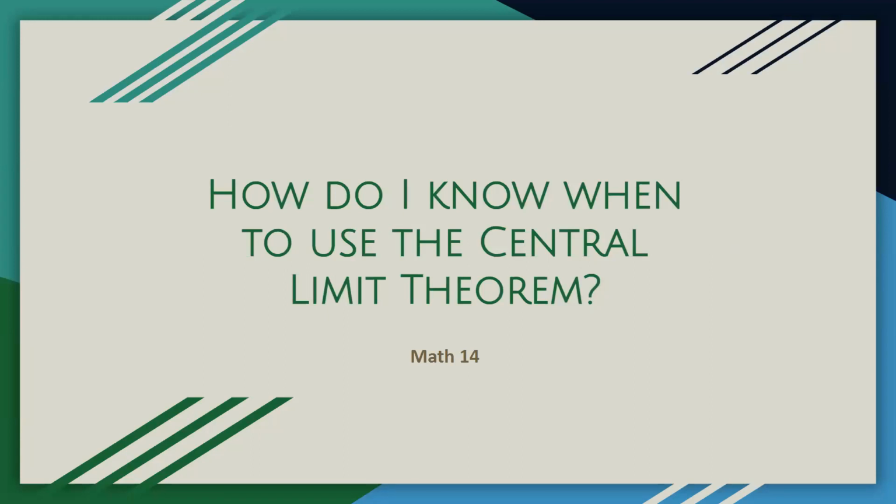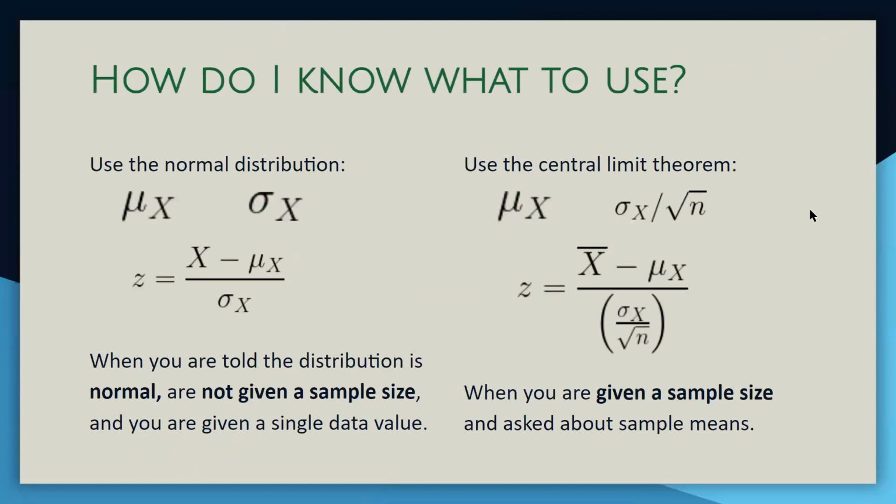And in this video, we're going to discuss how we can tell when the problem is asking about raw data versus when it's asking me to use the central limit theorem. So for a normal distribution of raw data, we're using symbols that are labeled with x's instead of x bars. So mu sub x, sigma sub x, and that z-score formula looks just like we saw it a few weeks ago, x minus mu divided by sigma.